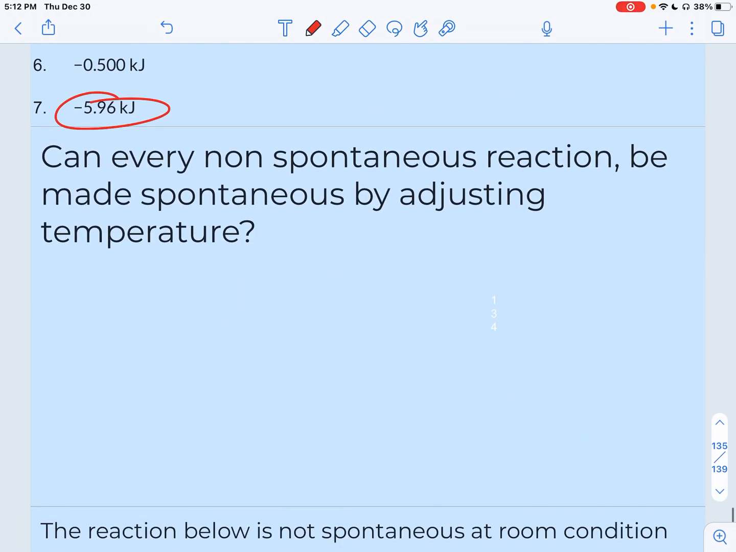Next question we've already talked about in the last video, so it's just a quick review. Can every non-spontaneous reaction be spontaneous by adjusting the temperature? And we know the answer to that is no. If both delta H and delta S are unfavorable, then changing the temperature will do nothing to change favorability. So if delta H is positive and delta S is negative, there's nothing we can do. It's going to be unfavorable.